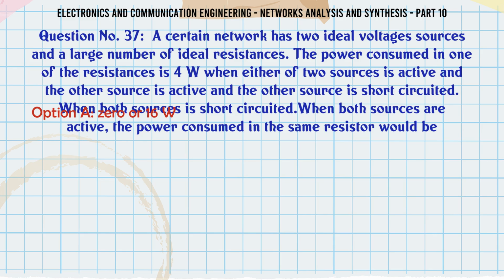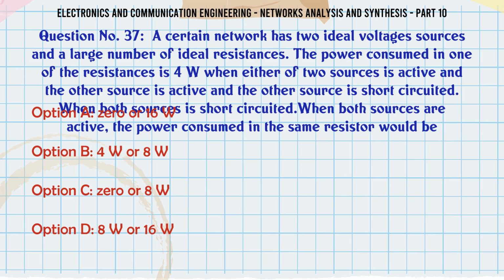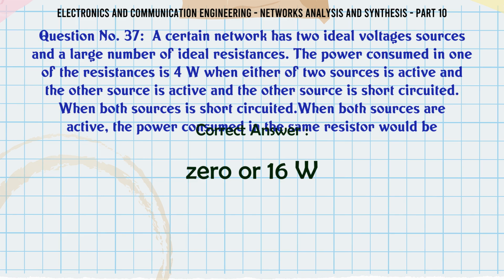The correct answer is 26/7. A certain network has two ideal voltage sources and a large number of ideal resistances. The power consumed in one of the resistances is 4 watts when either of the two sources is active and the other source is short-circuited. When both sources are active, the power consumed in the same resistor would be: A) 0 or 16 watts, B) 4 watts or 8 watts, C) 0 or 8 watts, D) 8 watts or 16 watts. The correct answer is 0 or 16 watts.